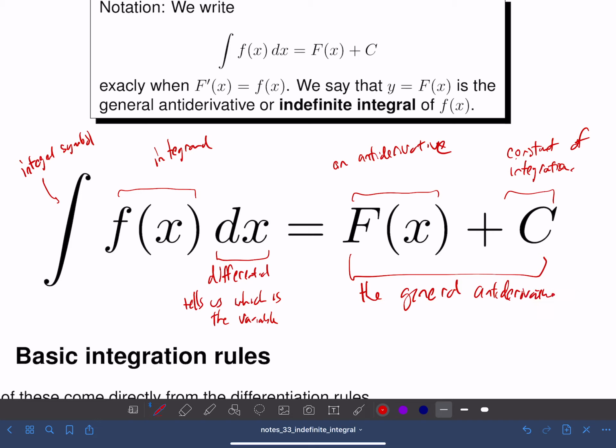One thing I want you to note is that, look here, there are no a or b there. That's how you know it's an indefinite integral. No bounds of integration.